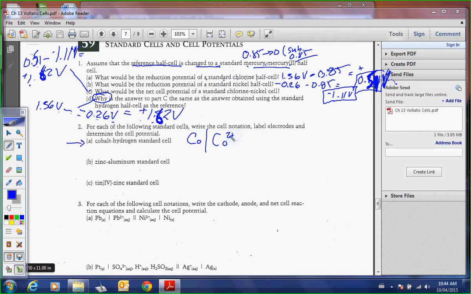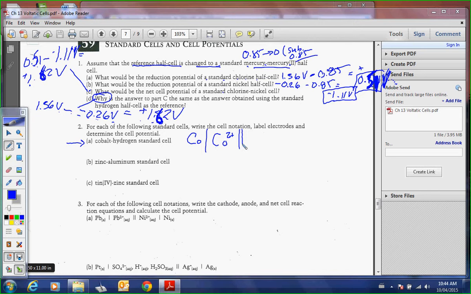How do you know that it's 2 plus and not 3 plus? Is there one bold-faced in your data booklet? No. They're both the same? Yeah. Which one's listed first? 2 plus. That's the most common one. So the one that's listed first in your data booklet is the most common. And then what do I write next? Double line to indicate a salt bridge or porous cup.